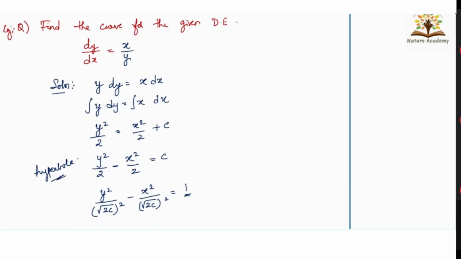Okay. So y is positive, therefore the transverse axis will be vertical. This hyperbola will be like this. It will be like this. Okay. So what was the question? Find the curve for the differential equation. The answer is that it is a hyperbola.